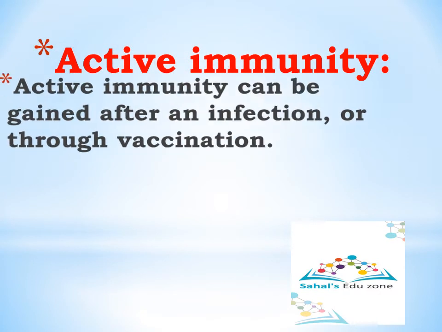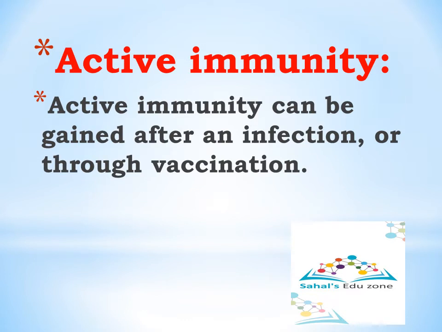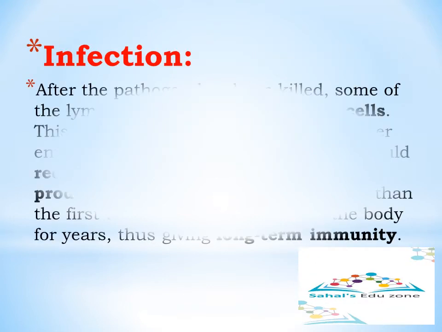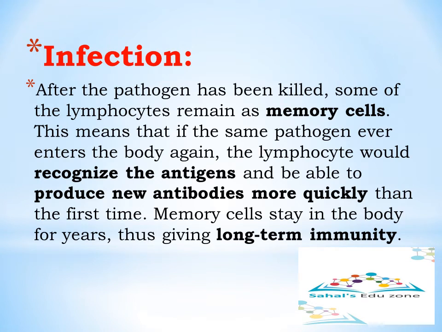Active immunity. Active immunity can be gained after an infection or through vaccination. Infection: after the pathogen has been killed, some of the lymphocytes remain as memory cells. This means that if the same pathogen ever enters the body again, the lymphocyte would recognize the antigens and be able to produce new antibodies more quickly than the first time. Memory cells stay in the body for years, thus giving long-term immunity.